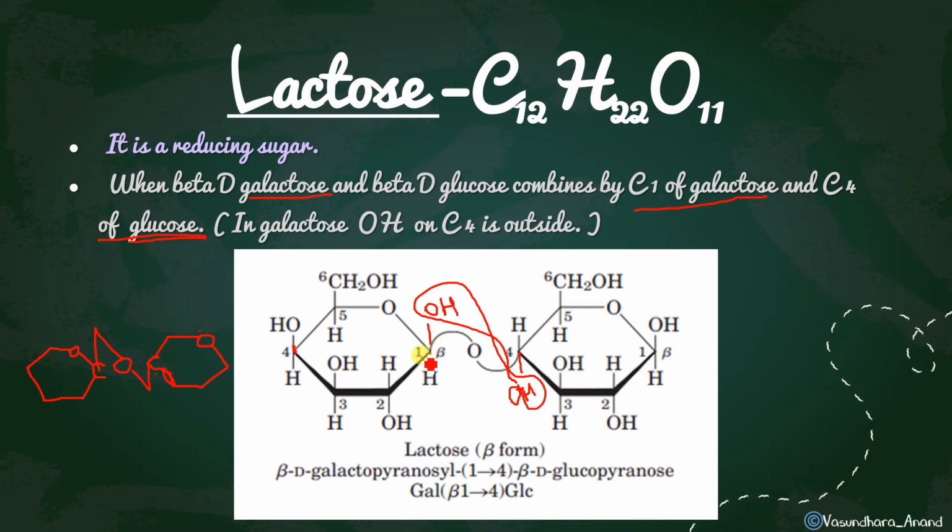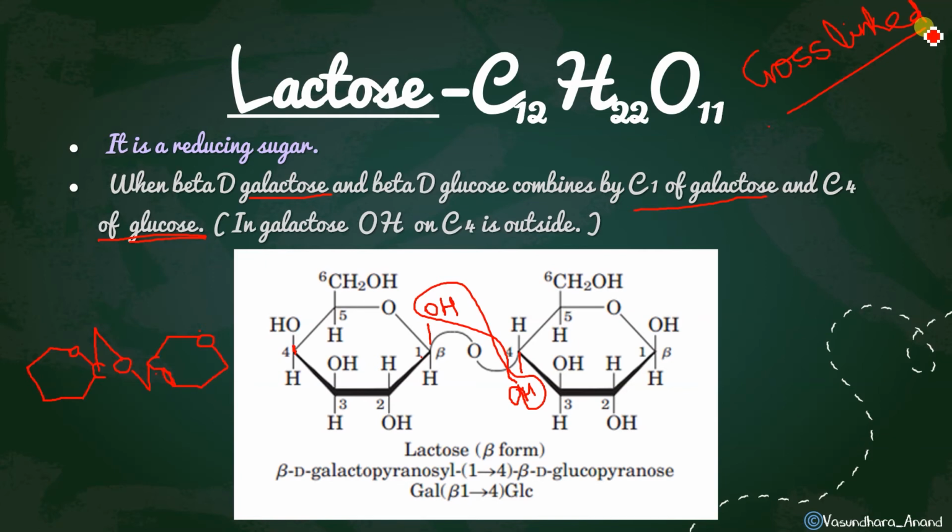And this is drawn in some curve-like structure. This is also called cross. So you have to learn this point that cross-linked glycosidic linkage is present in this lactose. So hope it is clear. And on hydrolysis, lactose will give you glucose and galactose.